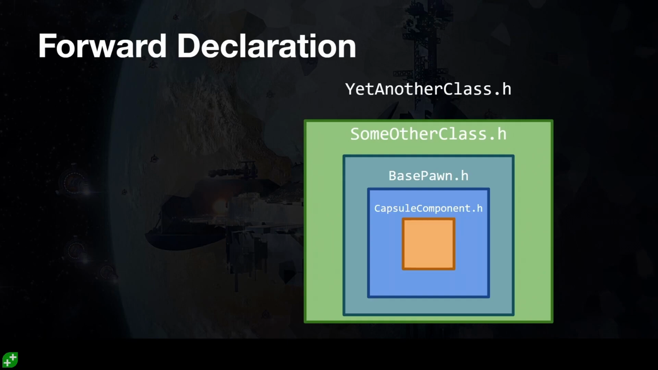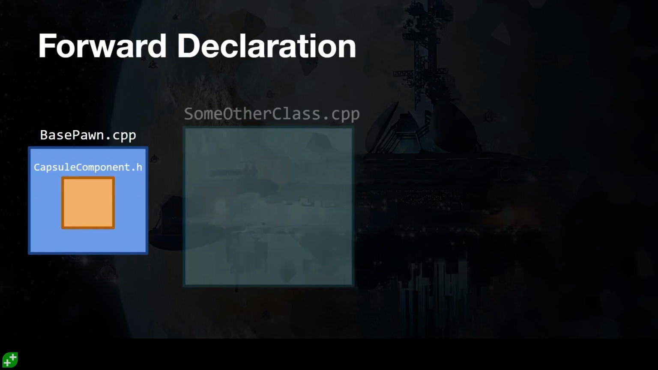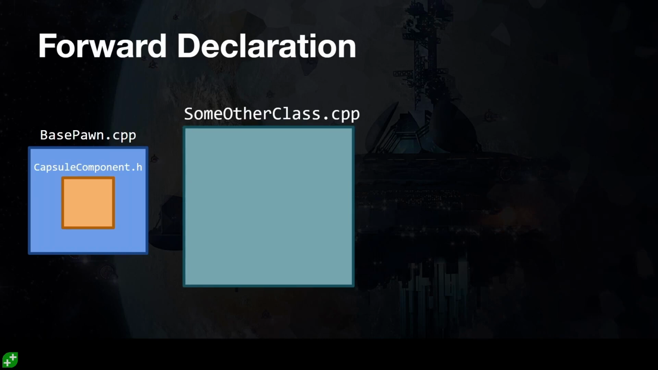So we have copies of all of the contents of capsulecomponent.h and basePon.h just stuck here in yet another class, bloating up that file and increasing compile times, all because we didn't forward declare. So instead, the better thing to do is include header files where they're actually needed. So if we take capsulecomponent.h and only include it in basePon.cpp, then later down the road when we create some other class and actually need to use the basePon, we can include the header there. And basePon.h does not include capsulecomponent.h, so all that extra code is not included in some other class.